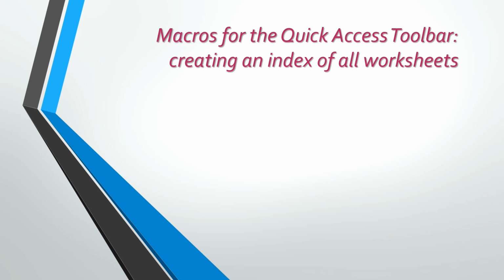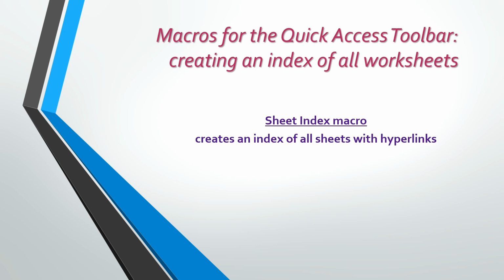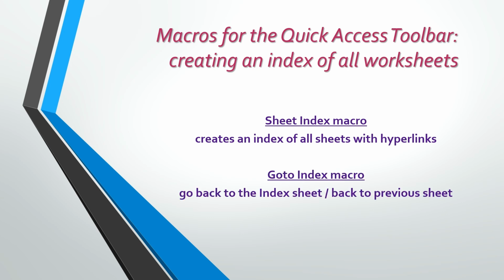In this video, we look at two macros to help you manage very large Excel workbooks containing lots of sheets. Firstly, the sheet index macro instantly generates a new worksheet listing all the worksheets as hyperlinks. So you can then instantly jump to any worksheet you want by just clicking on the link. The second macro complements the sheet index macro and lets you return instantly to the index sheet from any sheet and then back to the same sheet again.